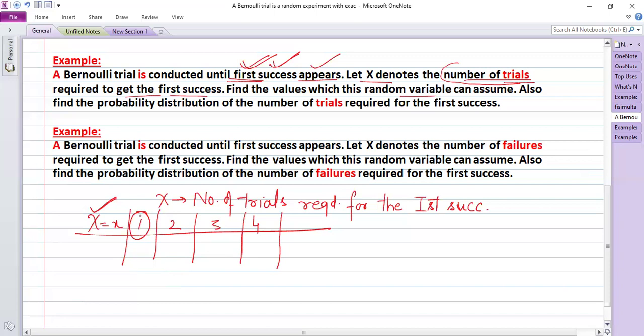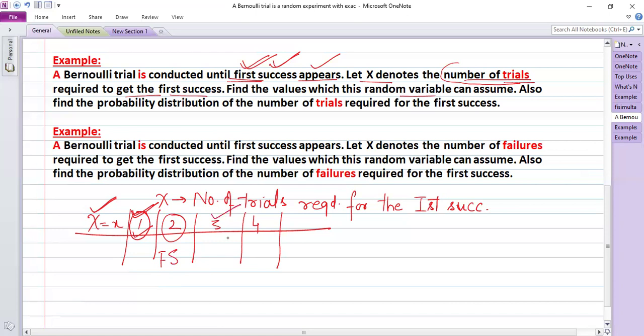Now, quite possible in the very first trial, I got my success, then I will stop. And what is the meaning of X2? Means in the first trial, I got failure, and in the second trial, I got success.